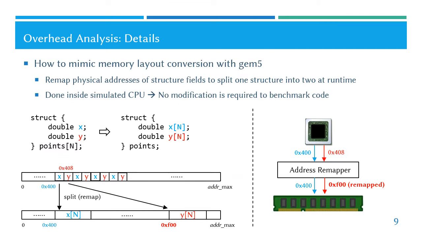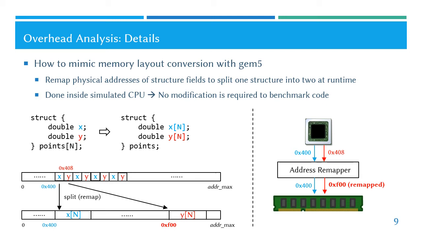Here's how to mimic memory layout conversion with Gem5. The point is to remap physical addresses of structure fields to split one structure into two at runtime. This is completely done inside the simulated CPU, so no modification is required to the benchmark code. For example, in the figure, the structure is converted so that each member, X and Y, consists a distinct array.